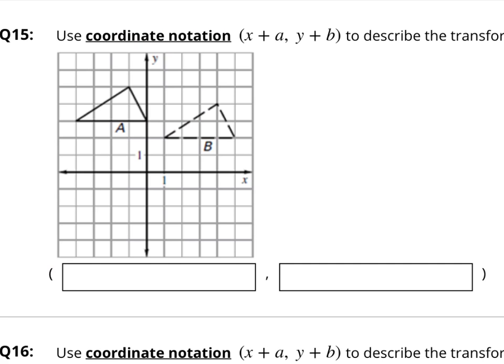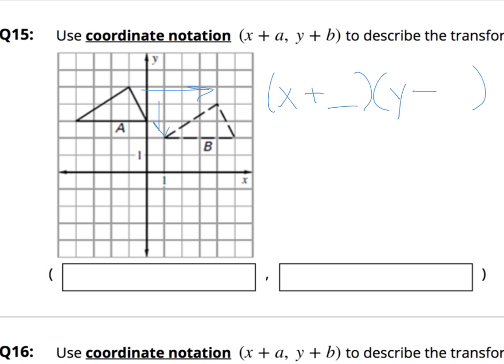Good luck. Question 15, they want you to use the coordinate notation to describe the movement from figure A to figure B. So what you want to make sure you do, guys, is remember, coordinate notation is like they have for you up here. It's going to be x plus or minus a number. I'll give you a hint. It's going to be plus because they're moving to the right. And then y, now are they moving up or down? Hopefully you're saying they're moving down, which is going to be minus.